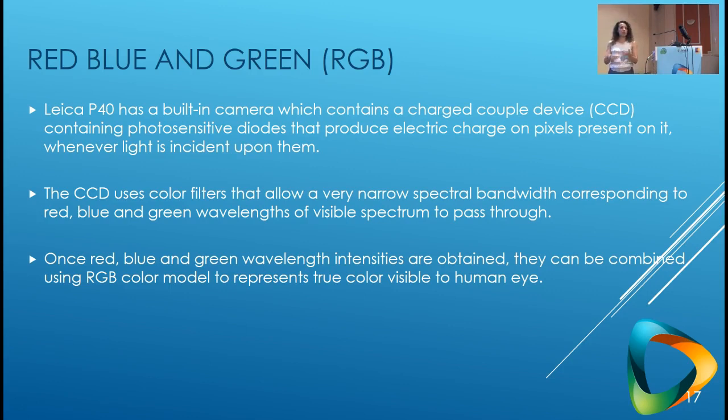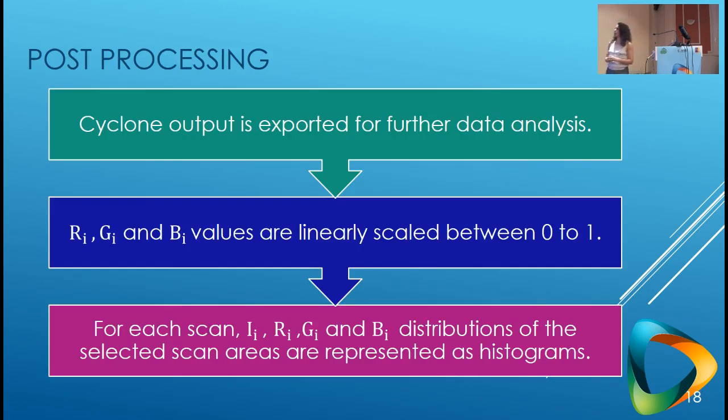As I mentioned, we use the inbuilt camera, which is not a very powerful camera, but we use the values from the charge-coupled device included inside the laser scanner. We did some post-processing. The Cyclone output is exported for further data analysis. There we linearly scaled the RGB values from 0 to 1, and for each scan, we created an IRGB distribution of the selected scan areas, represented in histograms.